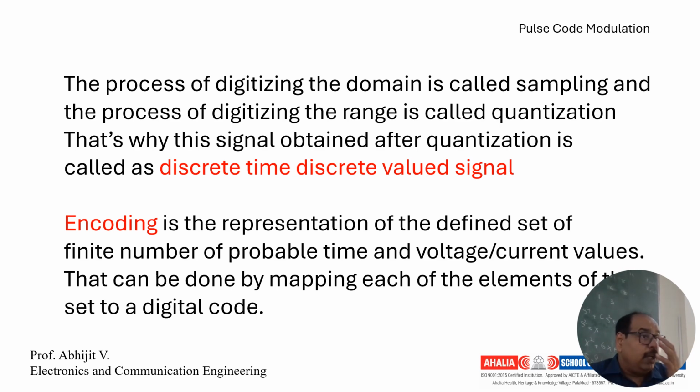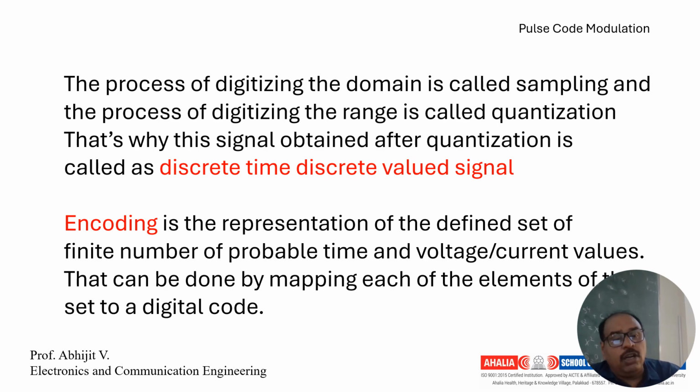So whatever I've explained to you now, I've given it in terms of words. The process of digitizing the domain is called sampling, and the process of digitizing the range is called quantization. That is why the signal obtained after quantization is called a discrete time, discrete valued signal. That means you can consider quantization to be done in the frequency domain, sampling in case of frequency domain.